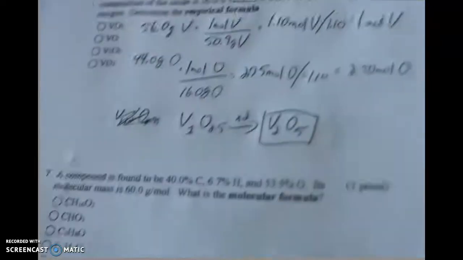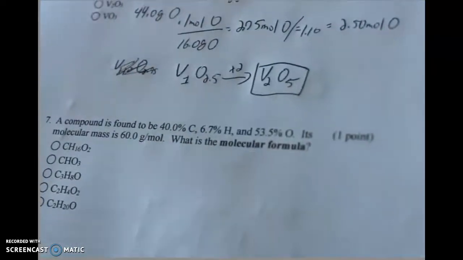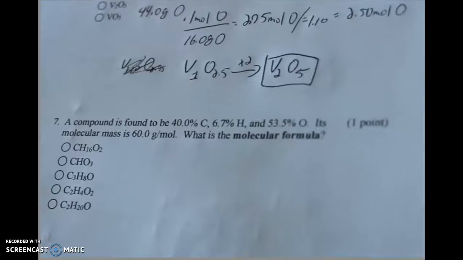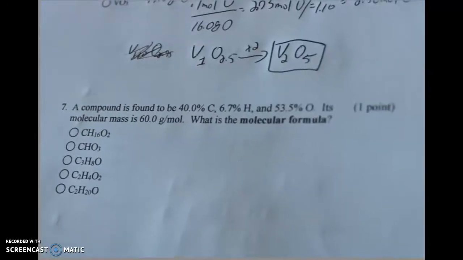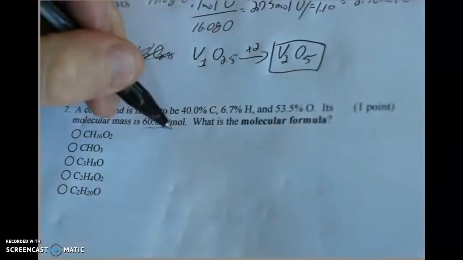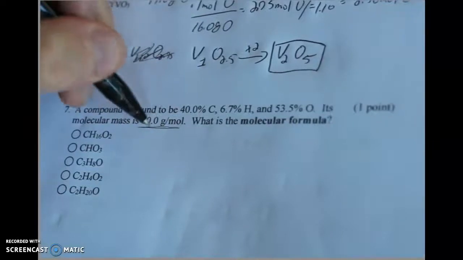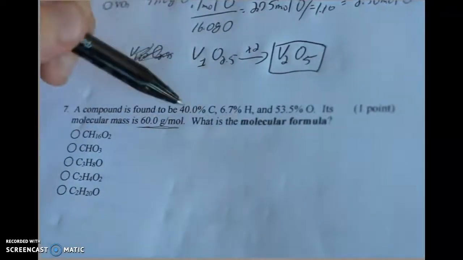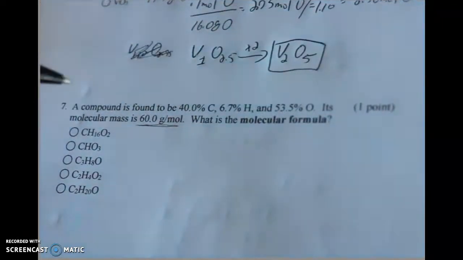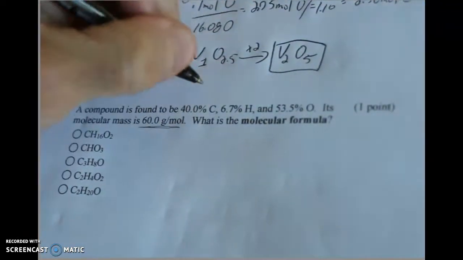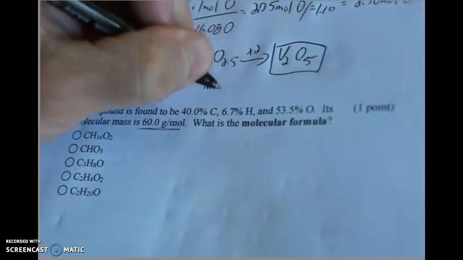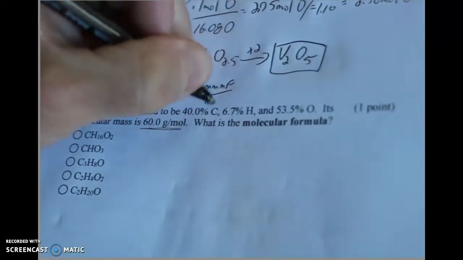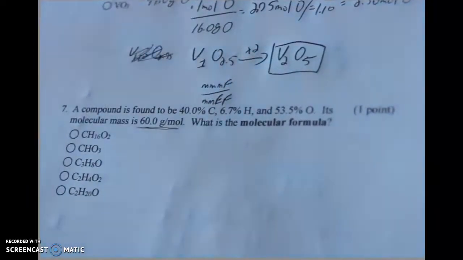Now the next problem is asking for the molecular formula. And that ends up being very similar to empirical formula, it's just a little bit longer. We start off the same way. The new part is this. It's giving you the molecular mass of the molecular formula. But what we have to do is figure out the empirical formula first, because what we're going to work up to is the molar mass of the molecular formula divided by the molar mass of the empirical formula.